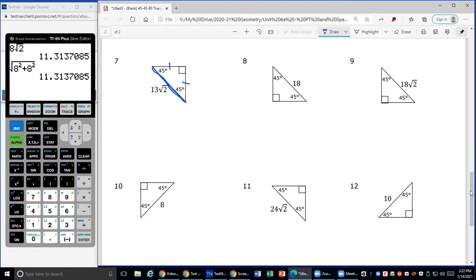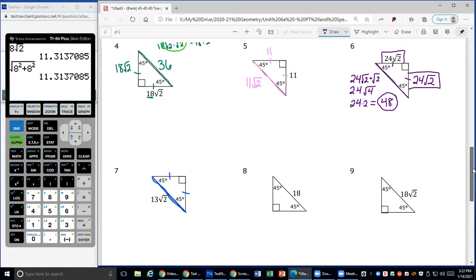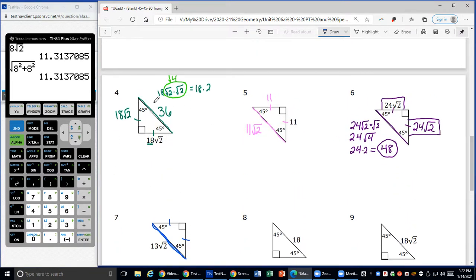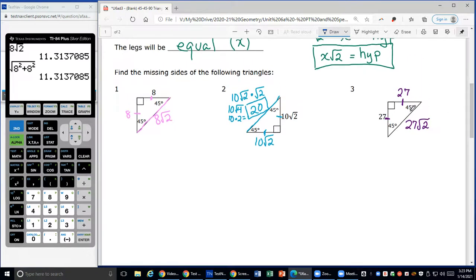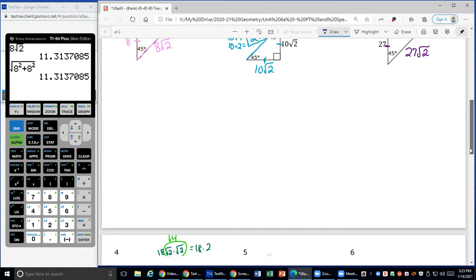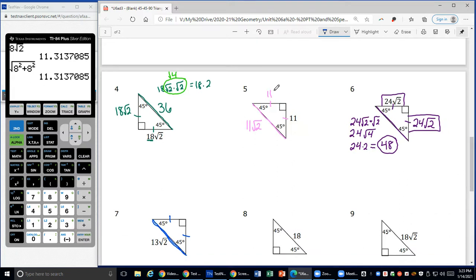If my hypotenuse is 13 square roots of 2, so here I've got a hypotenuse of 11 square root of 2. They were both 11. When I have a hypotenuse of 27 square roots of 2, they were both 27. 8 square roots of 2, they were both 8. So 8, 8, 8 square root of 2. 27, 27, 27 square roots of 2. Here, 11, 11, 11 square root of 2.